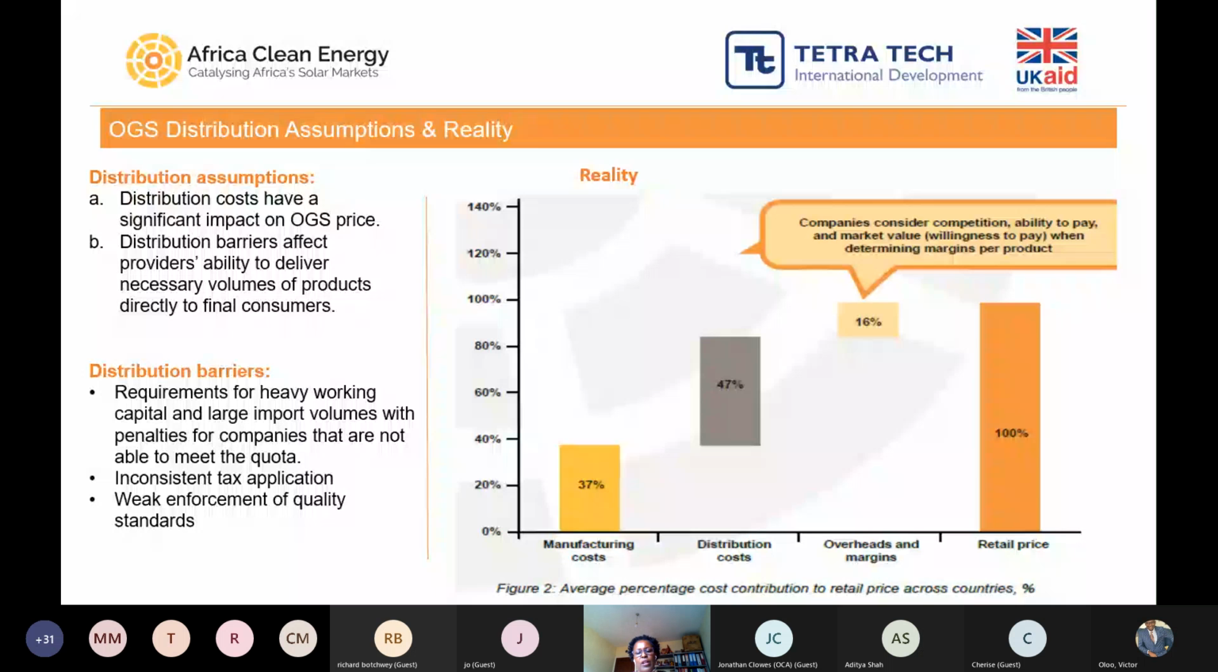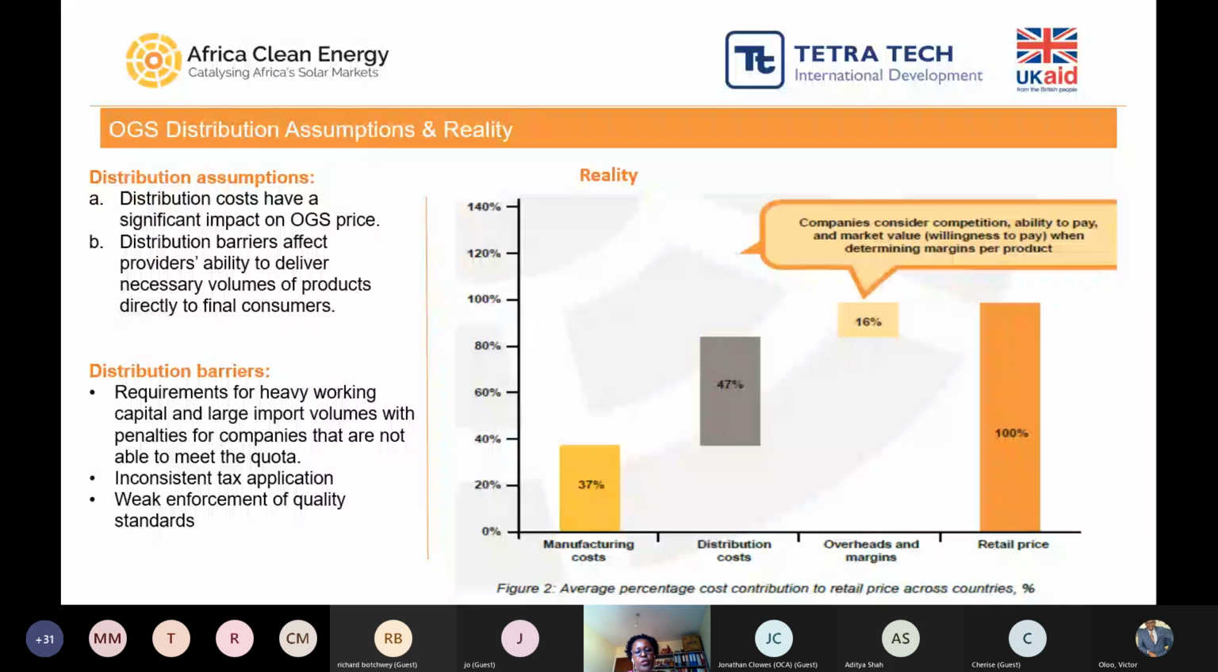So those two assumptions really speak to the core of what we will be discussing today. One, the cost will impact on affordability. The distribution barriers impact accessibility. The report goes into much more detail on what are the other barriers that companies are experiencing in terms of distribution, whether it's in a landlocked country or whether it is in a coastal country. And the barriers were quite similar across the board, and they include heavy working capital, the need to import large volumes to get economies of scale, inconsistent tax application, and enforcement of quality standards.